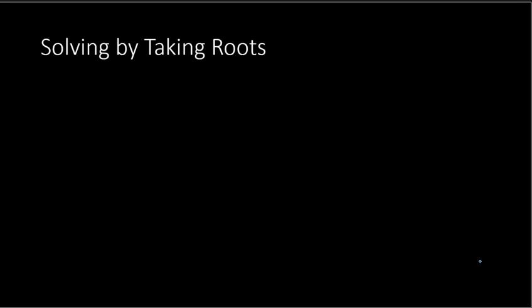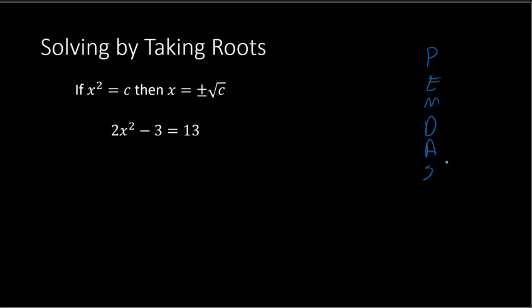Another process we can use to solve quadratic equations is solving by taking roots. This process says that if x squared equals c, then we can take the square root of both sides so that x equals the positive or negative square root of c. In an actual example, say we had 2x squared minus 3 equals 13. Basically, we're solving by working in reverse order of operations. We just isolate the x in this equation, because in this problem there's only one x term written here, as opposed to the other type that we just showed, which had an x squared and an x term.